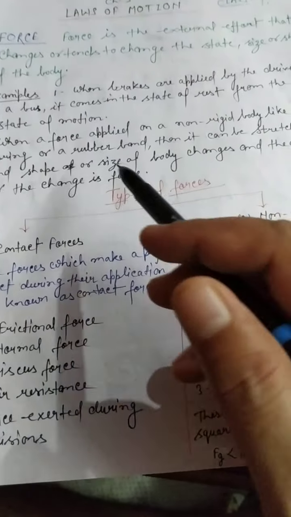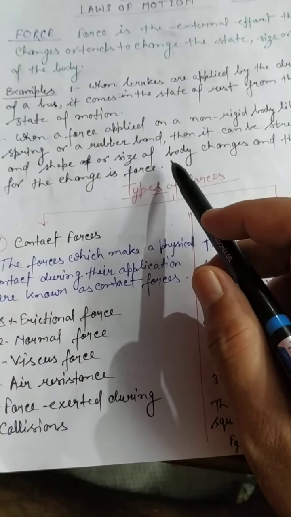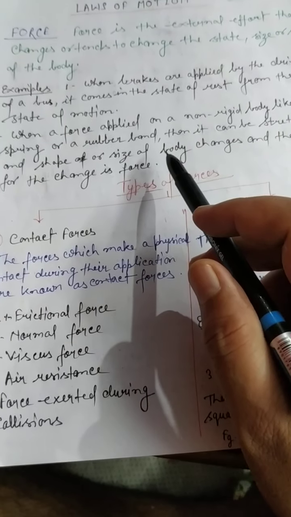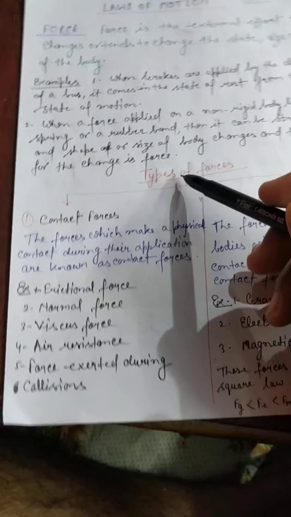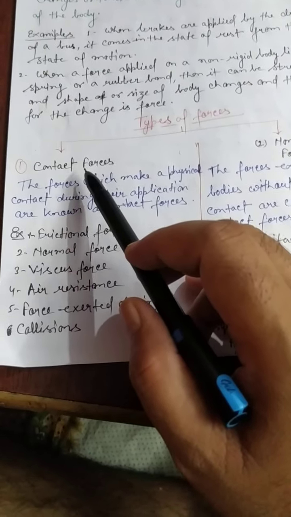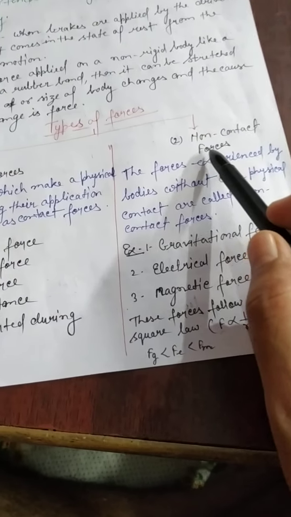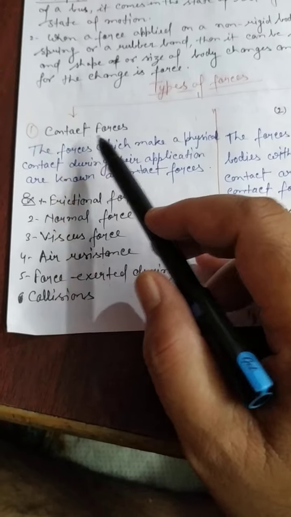Similarly, when we stretch a rubber band or a spring, the size or the shape of the rubber band or spring changes. Types of forces. There are two types of forces. One is the contact forces and the other is non-contact forces. Now first we discuss the contact forces.